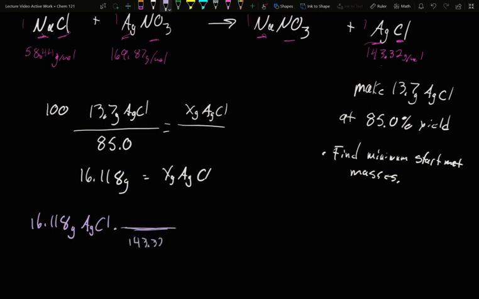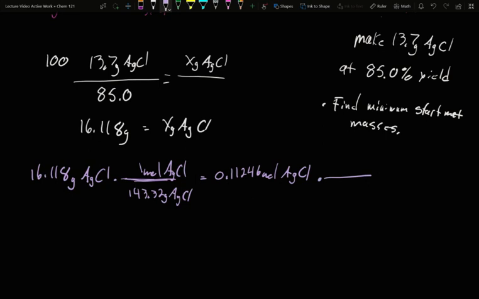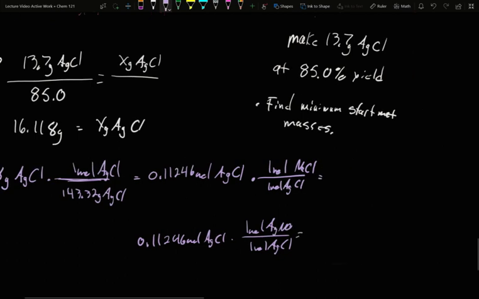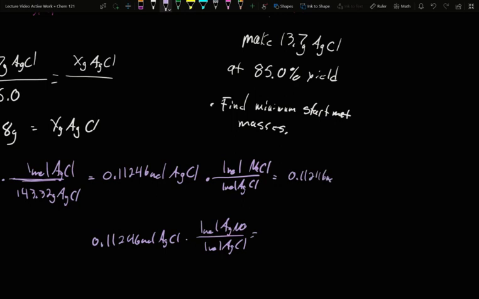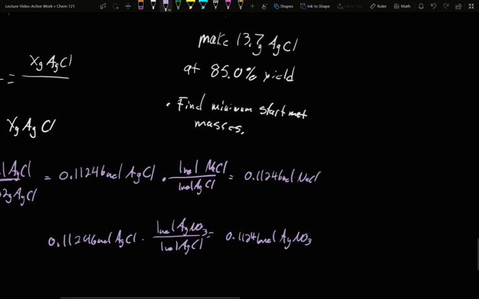It is 143.32 grams of silver chloride in one mole of silver chloride, because I can't compare it to the other chemicals until I'm in moles. Here we'll find 0.11246 mole of silver chloride. I can take this on in two ways. One is I can take it and turn one mole of silver chloride into one mole of sodium chloride. And the other is I can say, well, 1 mole of silver chloride would go to 1 mole of silver nitrate. So they're going to be the same for the moment. They're both 0.11246. So we know we needed the same number of moles of starting material. The real change will come when we then convert it to mass.